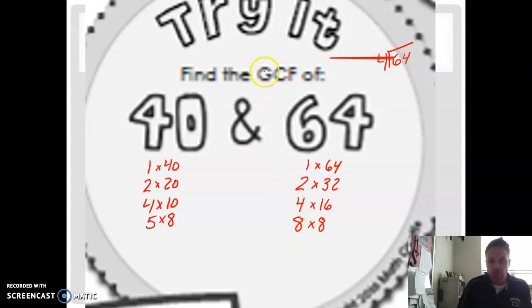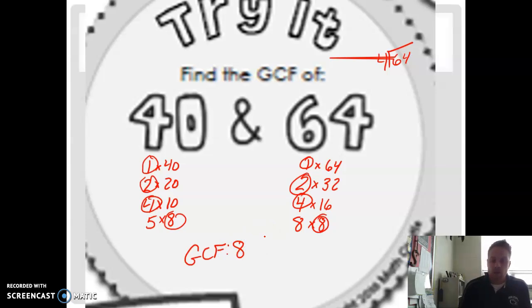So now if we're finding the greatest common factor, here are our factors. We're going to find the greatest one that they have in common. Well, they share a 1. They share a 2, right? They both have a 2. They both have a 4. They both have an 8. And I'm studying them real close so I don't miss any. Looks to me like the greatest one they share is 8. So the GCF of 40 and 64 is 8.